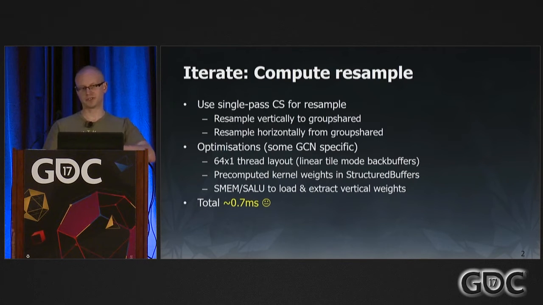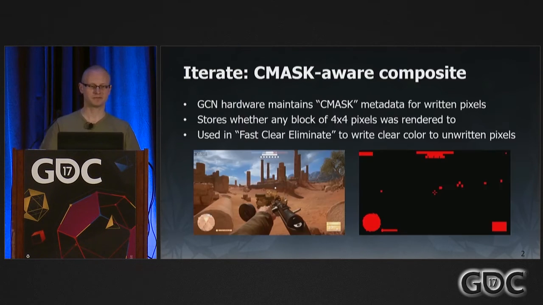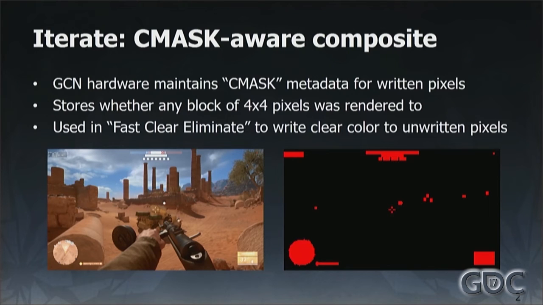There are some specific optimizations in here related to the fact that we know our tile mode because we're scanning out, and we have got some GCN-specific optimizations in here. And this in itself wasn't a huge win, but it's an enabling optimization, so we saved about 0.1 milliseconds. But the last final big win was from the CMASK-aware composition.